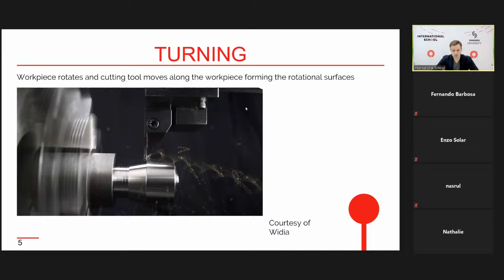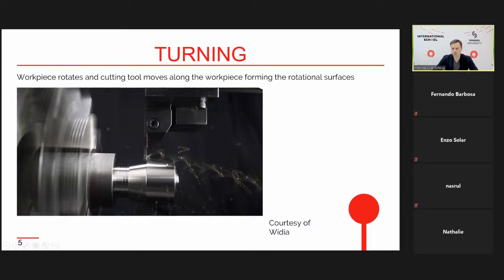So this picture shows the workpiece, and the workpiece rotates. You can see the rotation here. I'm talking about the workpiece; we cannot see its rotation, but this fixture, which clamps and holds the workpiece, rotates. We cannot see it because the image is blurry. So the workpiece rotates and the cutting tool moves along the workpiece to form the rotational surface.